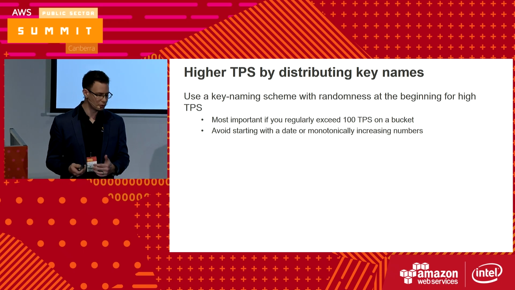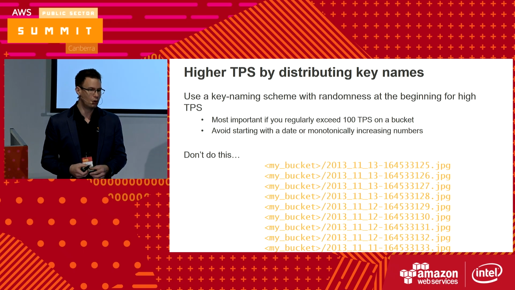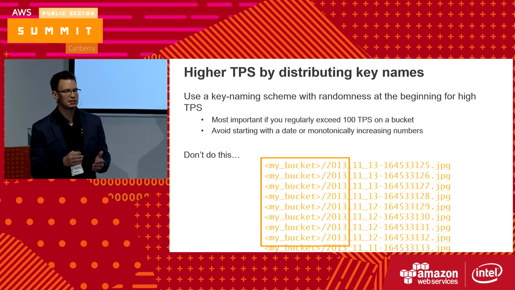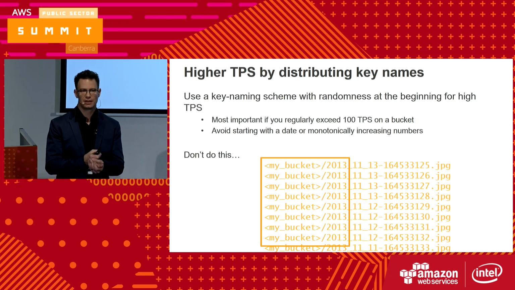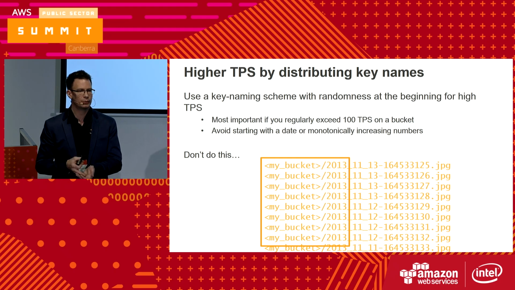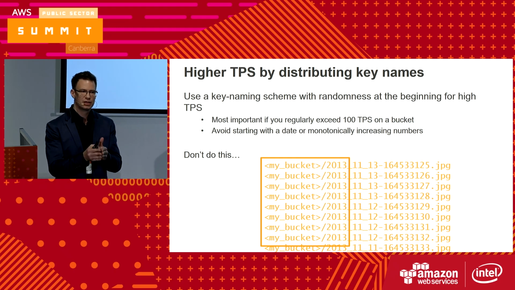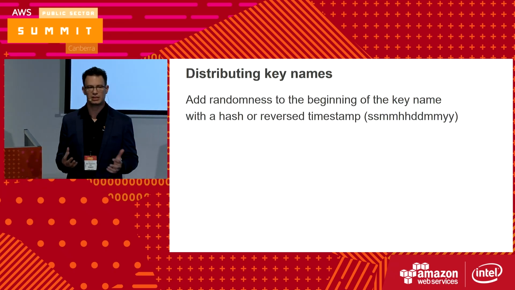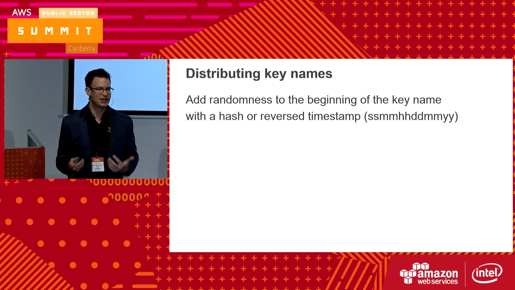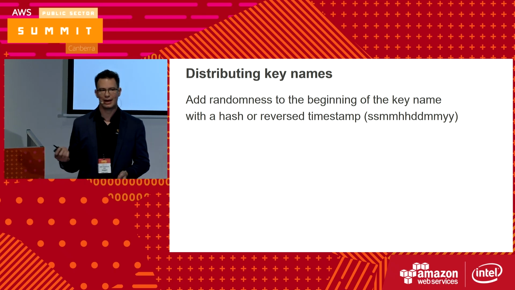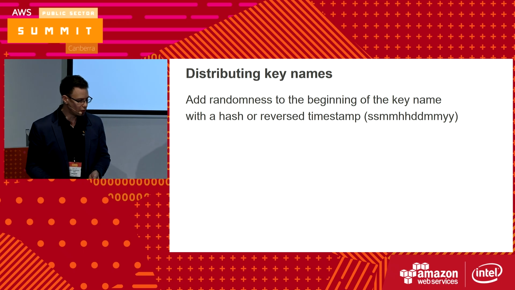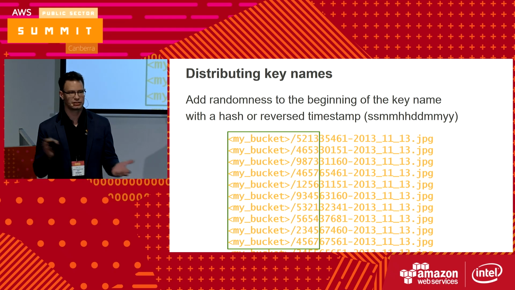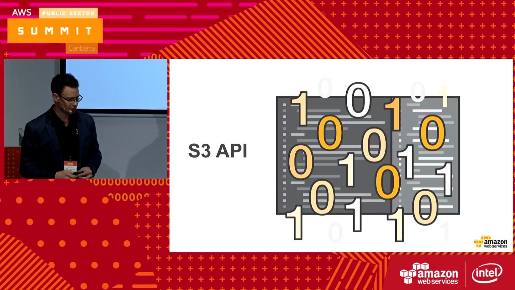So if all of your objects are, for example, sequential, or they all start with the same timestamp value, what could potentially happen is that they all hit the same partition. Then all of your GETs and all of your PUTs are bottlenecked through a single partition. So what we'd recommend instead is introducing randomness into the beginning of your key names to ensure that doesn't happen. You could do that by calculating a hash whenever you get input, or by using a reverse timestamp. This is just an example: you can see it's the same timestamp just reversed, and now you've got the randomness.